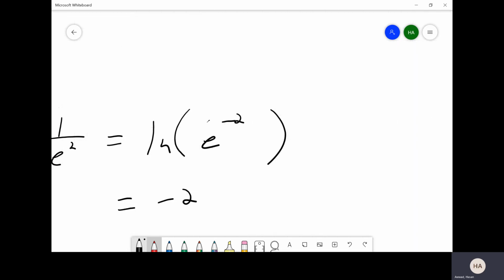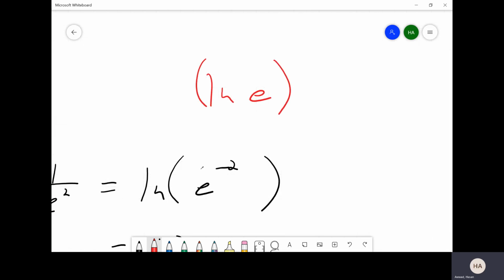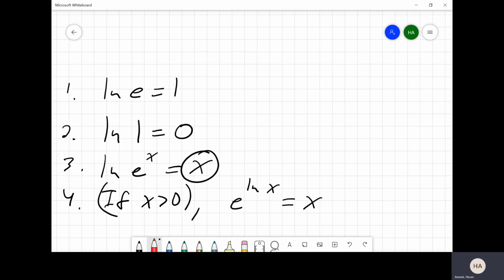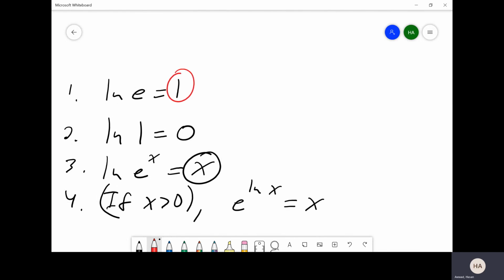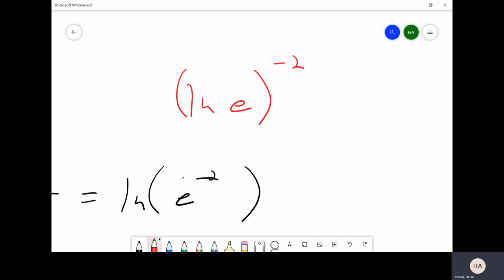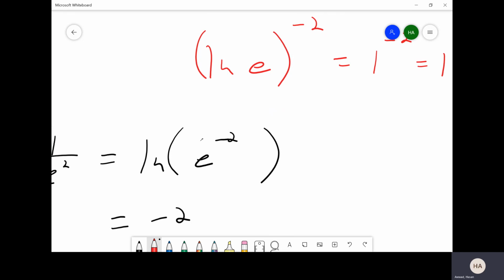If we had, hypothetically, I'm going to write this in red, the natural log of e and then the whole thing was being raised to the negative 2 power, your answer would not be negative 2. Because why? What is ln e? Well, ln e is just 1, right? The natural log of e is always going to cancel out to just give you 1. So this is the same thing as 1 to the negative 2 power, and this is just 1. So be very, very careful on understanding where the exponent is actually being applied.